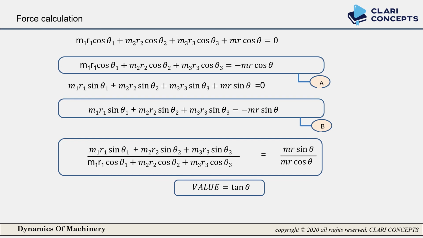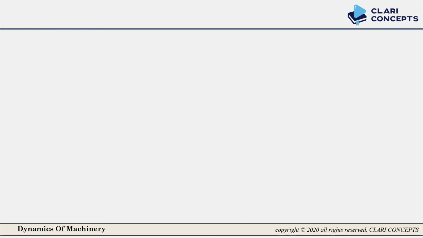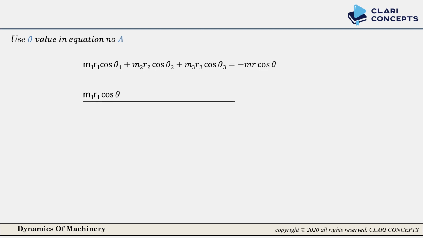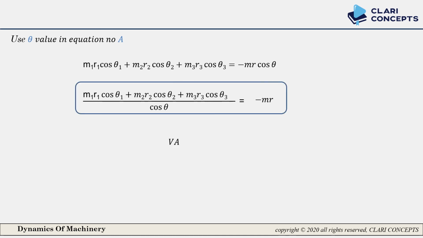Now this theta value you can put in equation A or B. Here I am taking equation A. When you put in all the values, you will find the value of m r, which is the centrifugal force produced by mass m, which is the balancing force you have to add to convert your system from unbalanced to balanced.